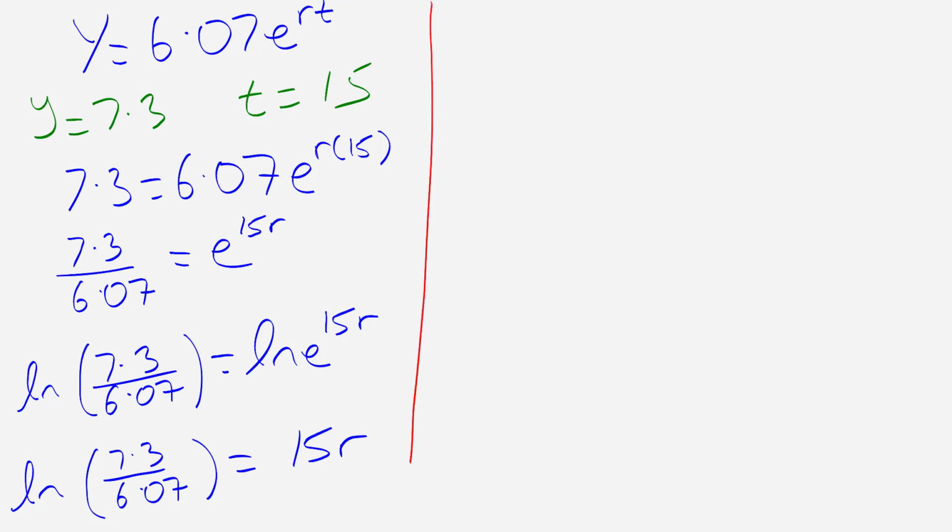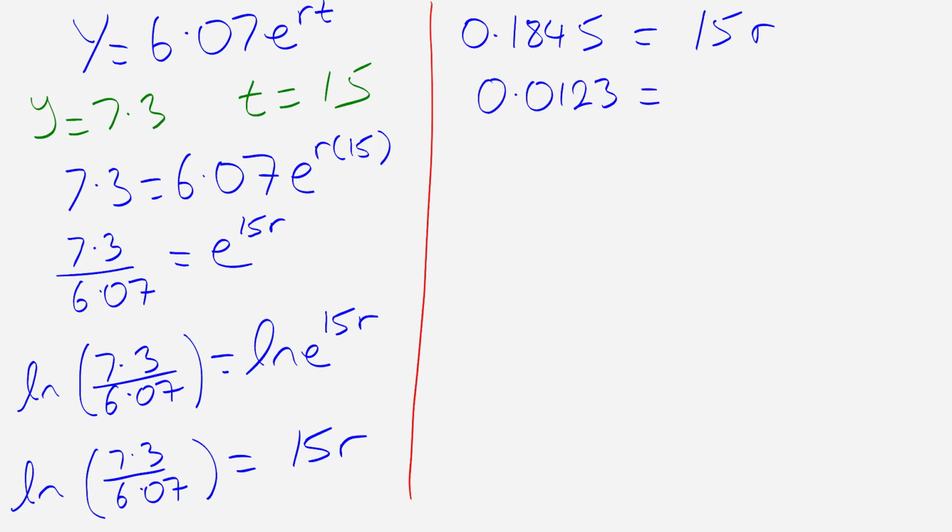So if I continue this up here, we can type the ln of 7.3 divided by 6.07 into our calculator, and you will get 0.1845 is equal to 15r. Then dividing both sides by 15, you will get 0.0123 is equal to r. So now we found our growth rate.